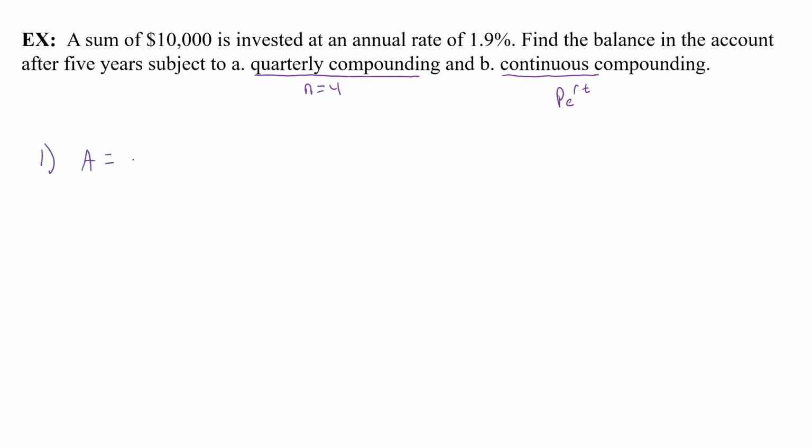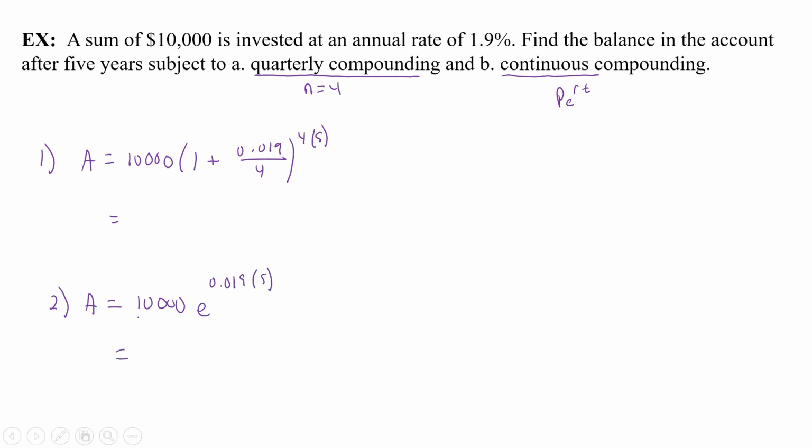First way, A equals, and now our principal is 10,000 times 1 plus our rate is 0.019, and we're doing quarterly again, so it's just 4 and it's raised to the power 4 times 5 years. And we'll plug that in our calculator. And while we're over there, we'll also do the other one. Now, our principal on this one is 10,000. And now it's times e to the RT, so it's 0.019 times 5. And so now we have those two things we can type in our calculator and get our values out.